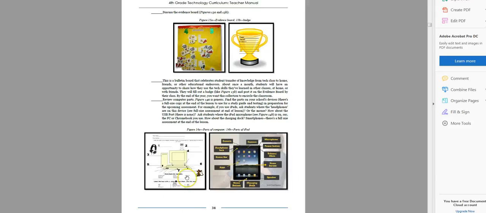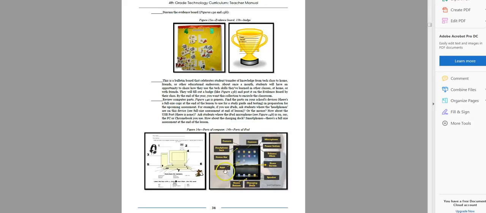Review computer parts. They know this stuff. They've been doing this since kindergarten, so they know this. Now, this is a traditional computer. This is your iPad. You have in the assessments other options, like a Chromebook, that the students can use. So you decide which is your digital device and expect the students to know these parts.